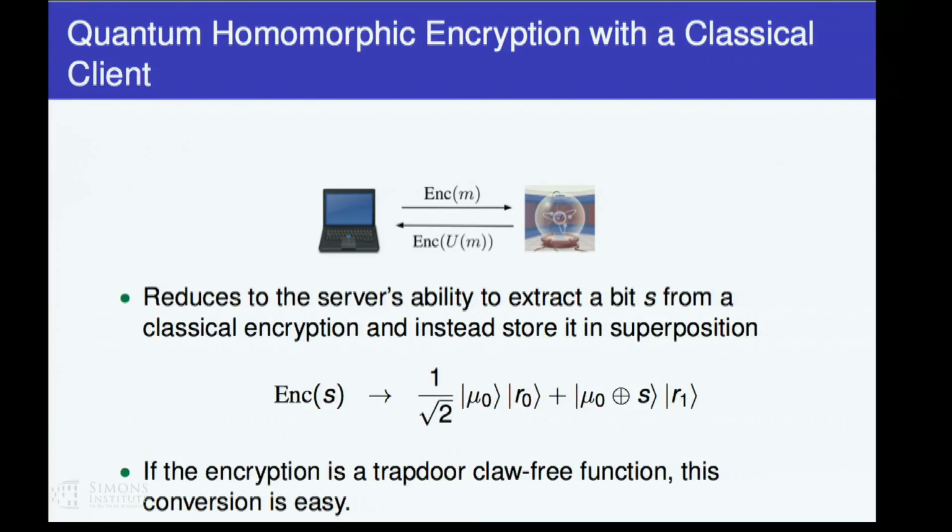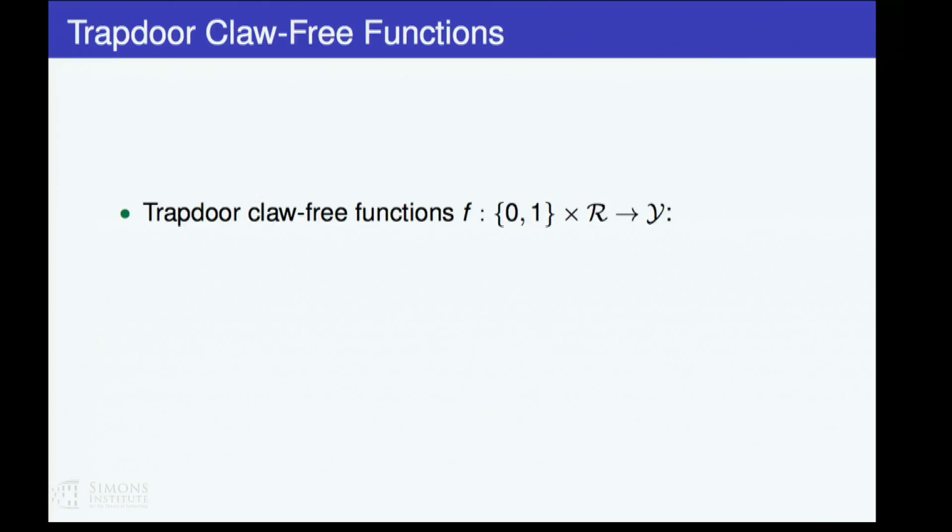Now, what I'll show next is that if this classical encryption is a trapdoor claw-free function, this is a function that Thomas just mentioned as a 2-to-1 collision resistant function, then this conversion is easy. Okay, so let me first remind you what trapdoor claw-free functions are. So here I'm just splitting the domain. So the first part is a bit, and then you have the rest of the domain.